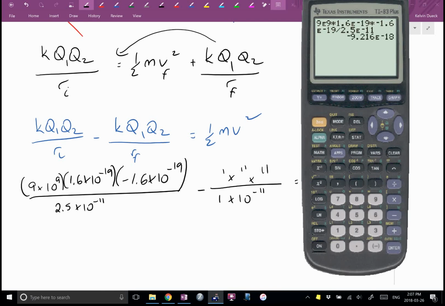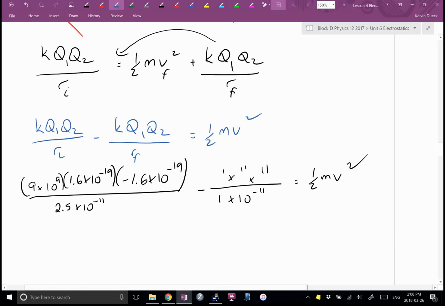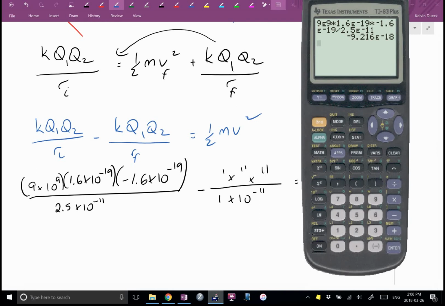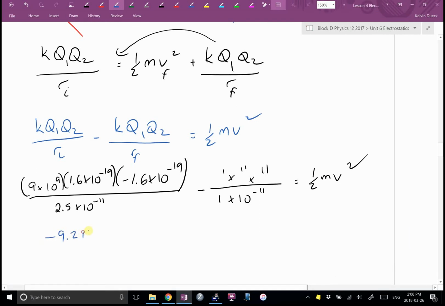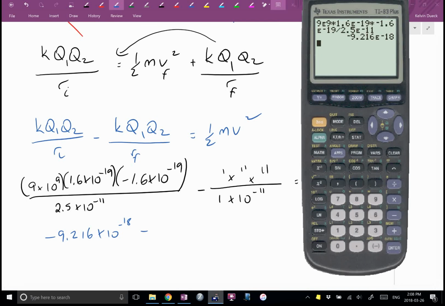For the first one, you get negative 9.216 times 10 to the negative 18. I'll write down the whole thing because 4 sig figs is easy to carry. If you didn't get that, you probably made a typo. Negative 9.216 times 10 to the negative 18 minus 1.0 times there, negative 2.304 times 10 to the negative 17.